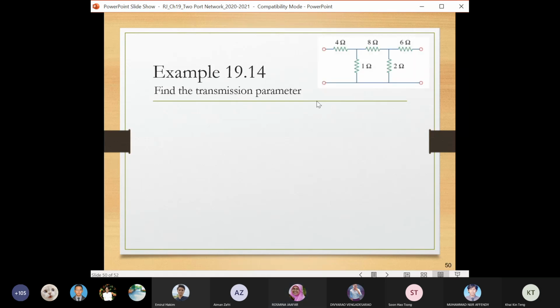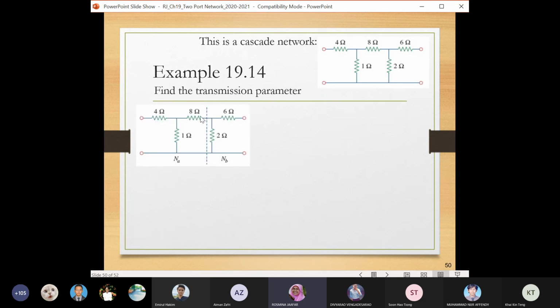Okay, an example. You are given a network of many resistors like this. You have 4 ohms, 1 ohm, 8 ohms, 2 ohms, and then 6 ohms. Find the transmission parameter by evaluating cascade or series or parallel by representing the system as individual parts. You break into smaller components, then you evaluate the overall. Okay, so if you look carefully, this should be a cascade network where you can put a line here. The left side is A, the right side is considered as B.